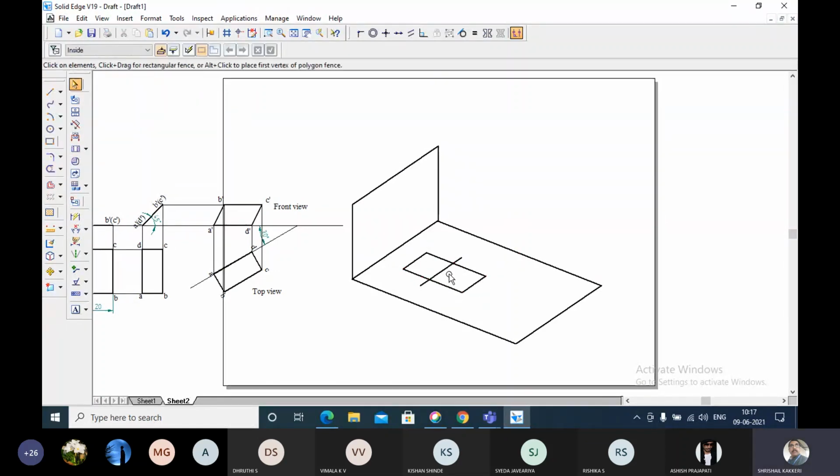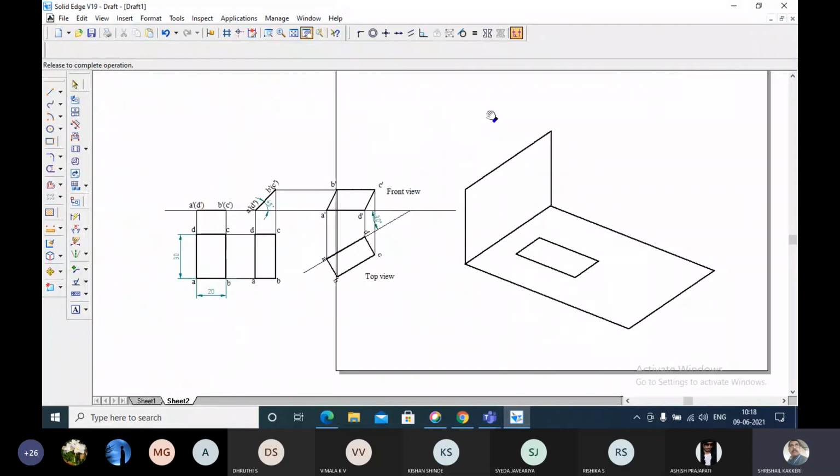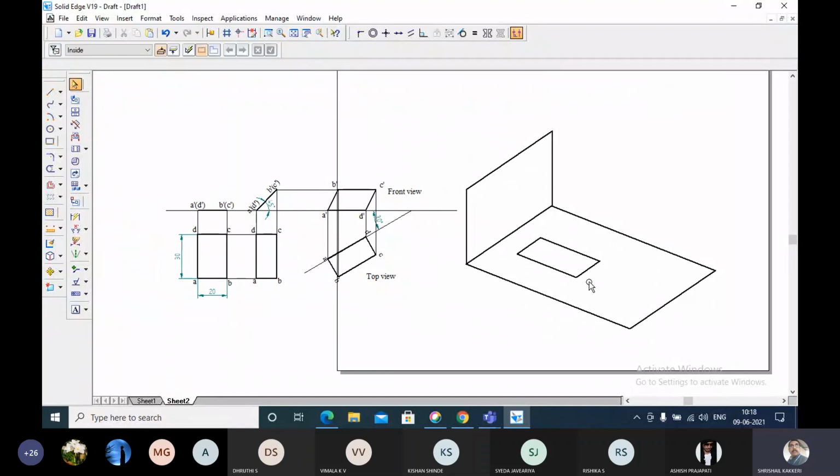Look here. This is the edge. AD is the edge. This is the AD edge. This is edge AD on which it is resting. Now it has been tilted in such a way that the lamina makes an angle of 30 degrees to the horizontal plane.